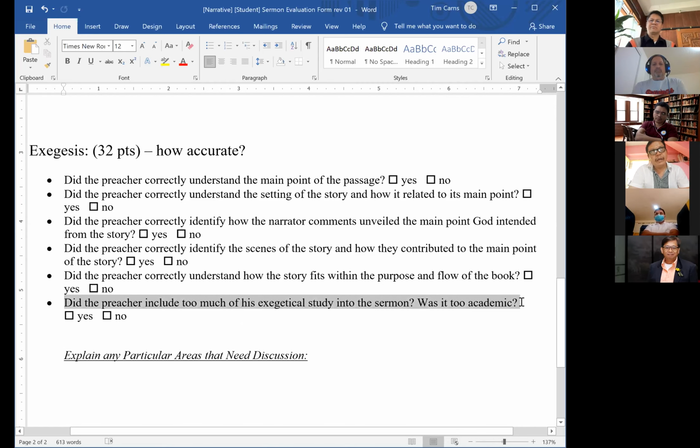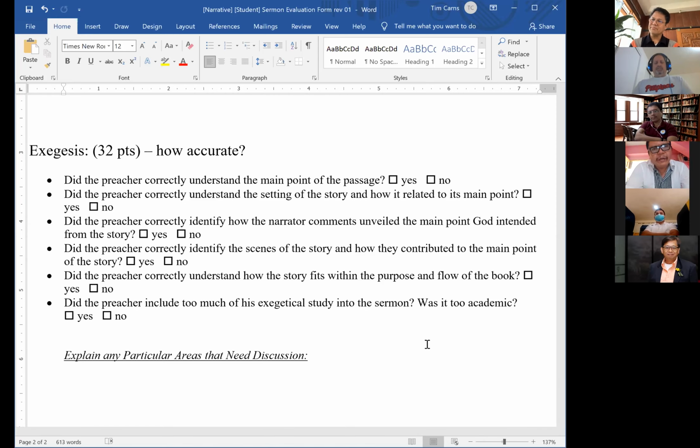Or, if you're giving background on the Ninevites, you start talking: the empire of Assyria would begin probably around 850 BC, during the time of this king, King Ashurnabal, and he won the battle at this city, and you get into all this historical detail, and that might be interesting to one other person in the whole congregation, but be careful with that. So that's what I mean by too academic. All right.